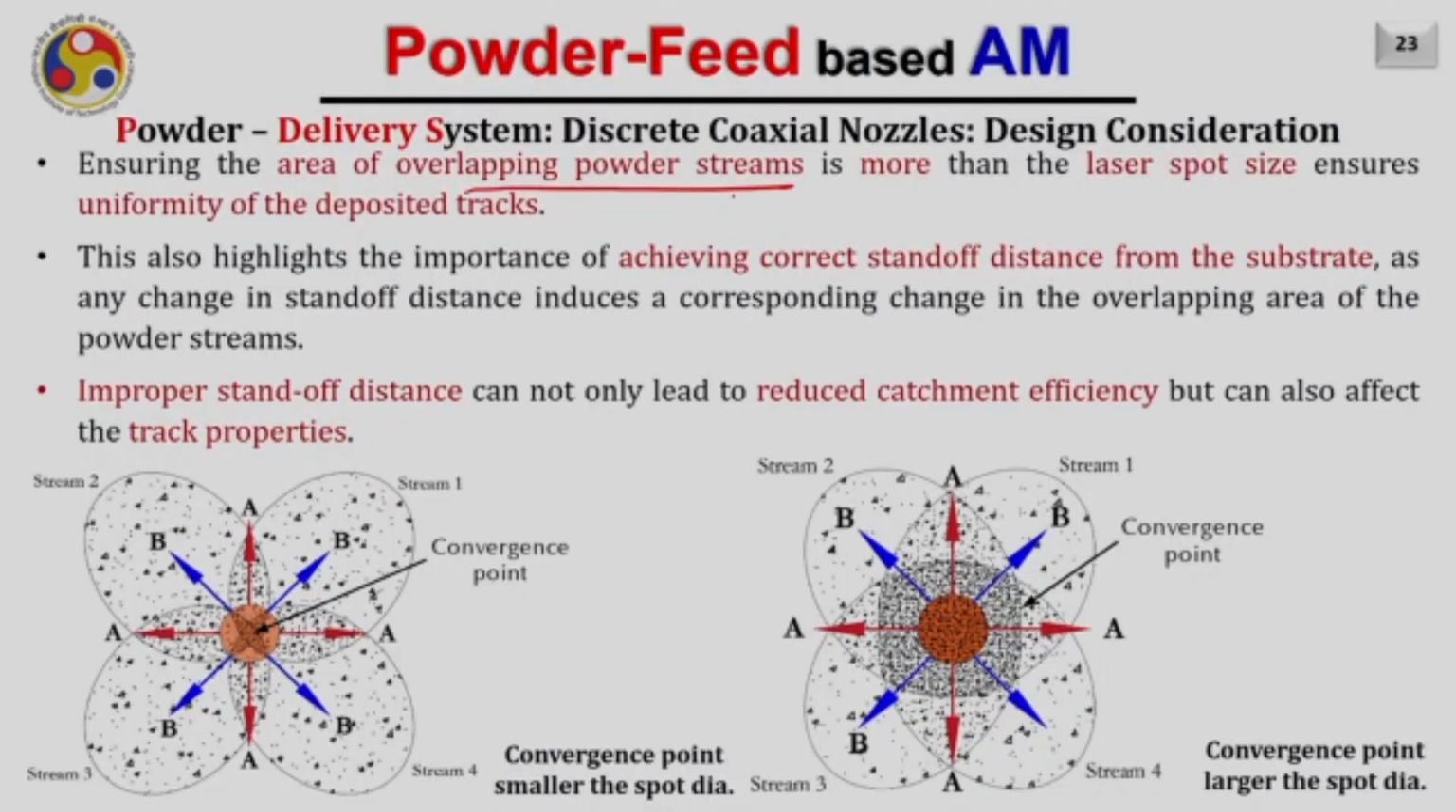If someone is designing their own nozzle, they should consider these factors related to the geometry of the nozzle while designing it optimally. Also, we have to ensure that the overlapping area of the powder stream is always more than the laser spot size. However, it can be seen obviously now, if the overlapping area of the powder stream is larger than the spot diameter of the laser, then definitely I will not be able to catch all the powder, and hence the efficiency of the process will reduce.